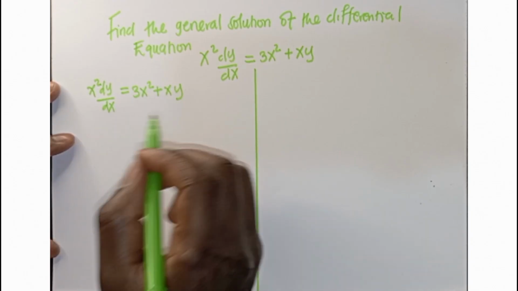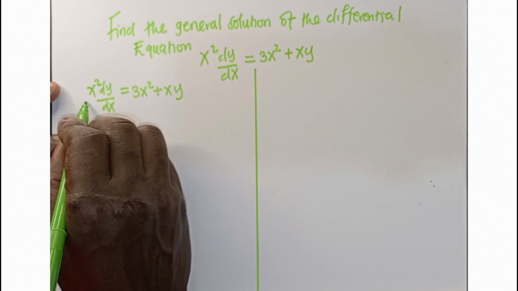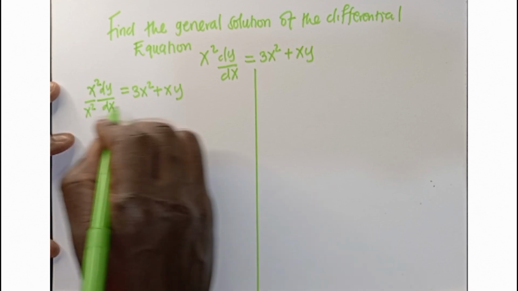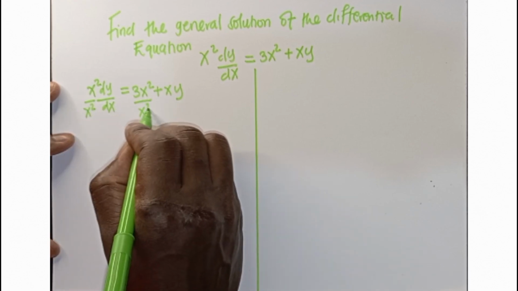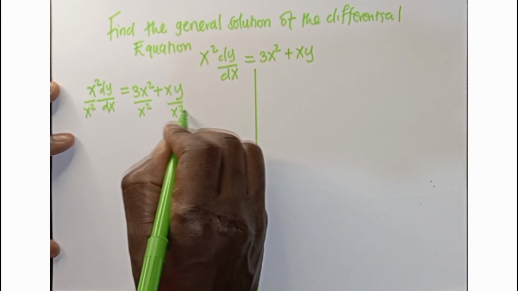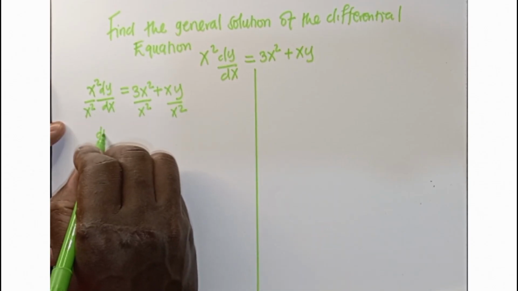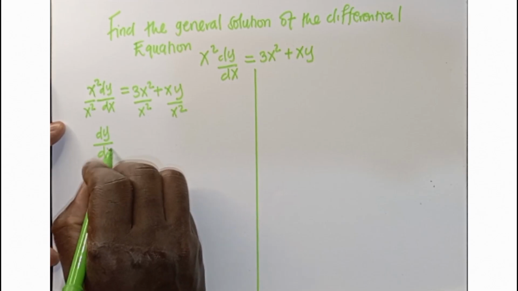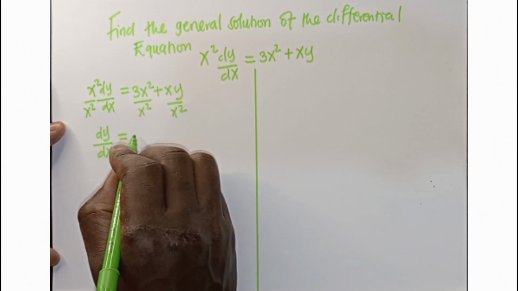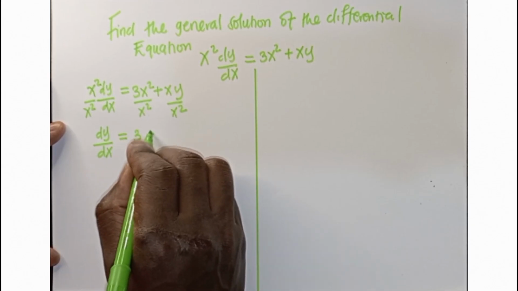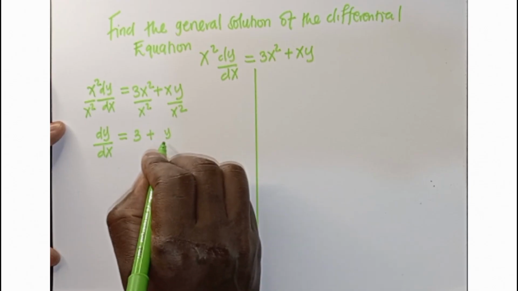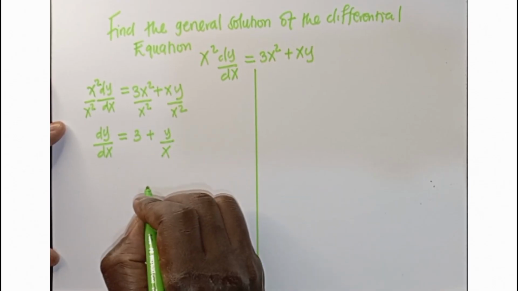Why x with the highest power? We are going to see it. So divide through by x squared, by x squared, by x squared. So we end up having dy by dx is equal to 3 plus y out of x.